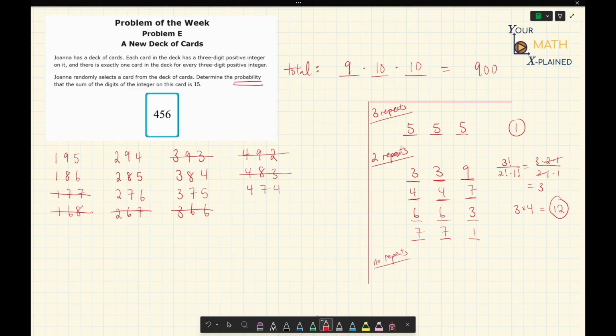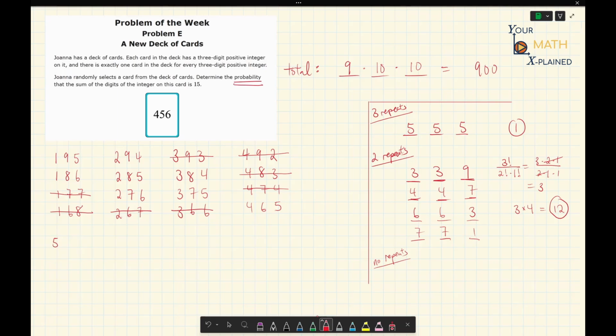474 is a double, so we don't need this one. And then 465, we don't have that combination yet, so we're good. The next one's 456, so that would just get eliminated because it's a reordering of this one. And we can proceed in a systematic way.